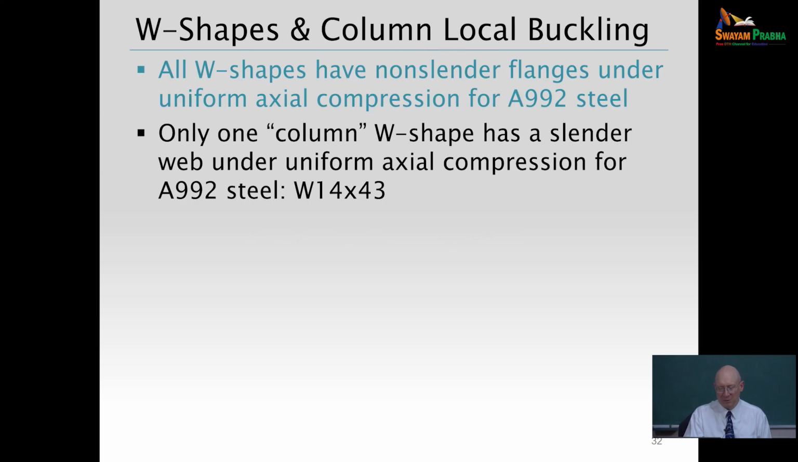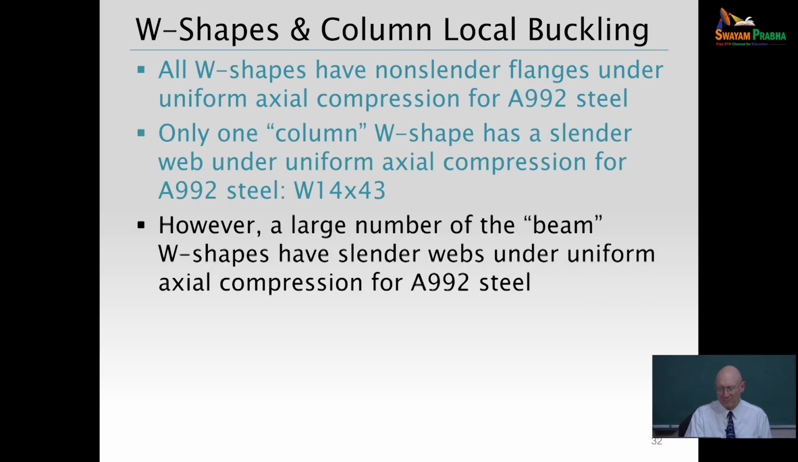So in imperial terms, that's a W14 by 43. But again, a very large number of the beam type wide flange sections would have slender webs in uniform axial compression. I keep saying slender webs in uniform axial compression because when we go to flexure, it's a different thing. We talk about compact, non-compact, and slender elements there under flexural compression. So it's a different beast when we get to that.